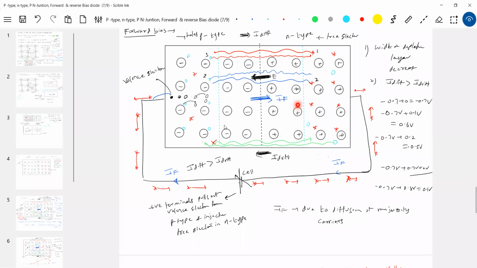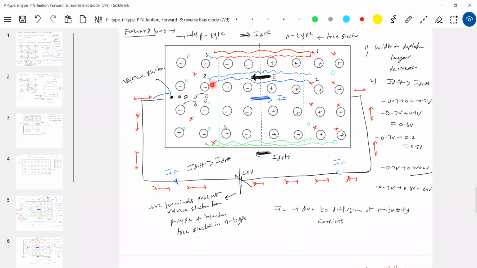Clear, all of you? I'm summarizing the most important part; they may ask you a theoretical question on this. The electrons injected by the cell, there will be injection of majority carriers. A few electrons will go and take this position. Next, a few electrons have enough energy and will cross over the depletion layer.